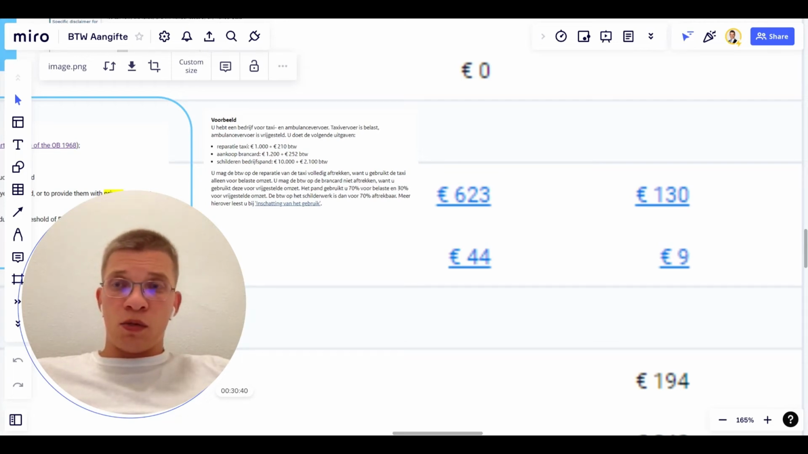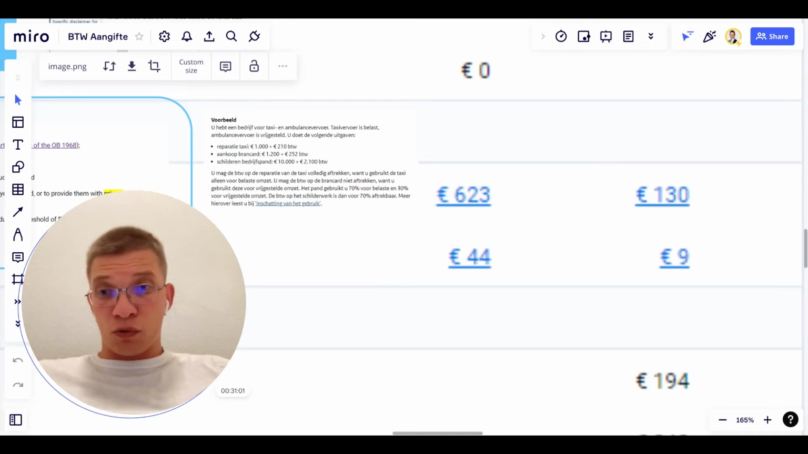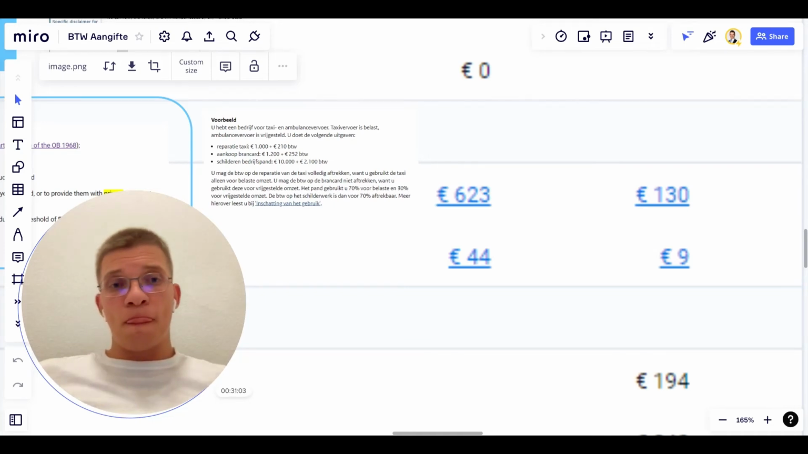So basically, when the reverse charge applies, I can deduct the same amount which I have to declare, and I don't incur any negative VAT tax consequences as a result of that.